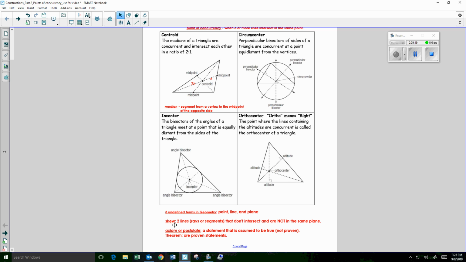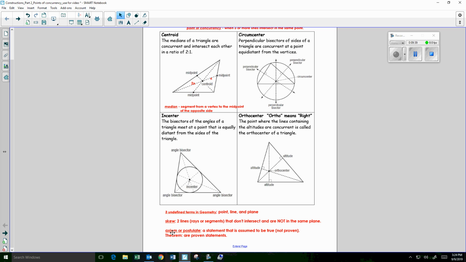All right, skew, just to review that, we did that last class. Where that's 2 lines, could be rays or segments, but usually the definition will say 2 lines that don't intersect, and remember, are not in the same plane. Okay, and that's on your second packet, like number 1 or something like that, for anybody who was absent. Okay, we did vocab on that last class.